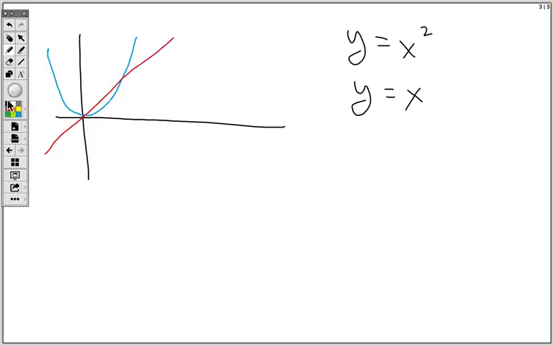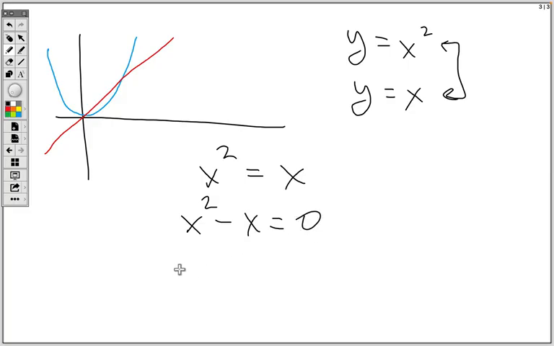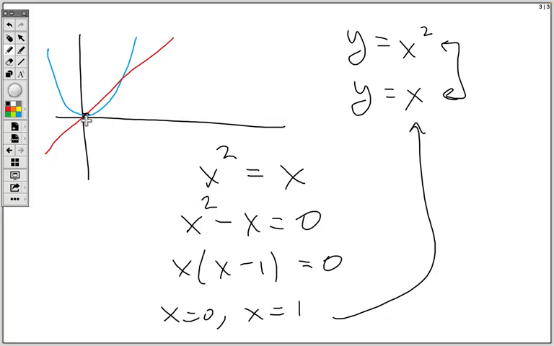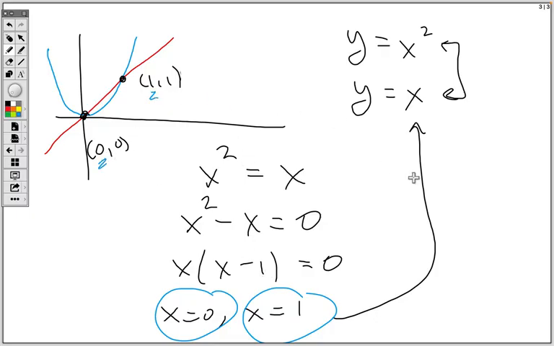Then all you had to do was set these equations equal to each other. X squared equals x. X squared minus x is 0. Factor. X equals 0, x equals 1. And then you'd plug those back into your formulas, and then we would get the intersection points 0, 0 and 1, 1. So you could set the y's equal to each other and solve for the x's, plug the x's back in to get the y's, and we were good to go.